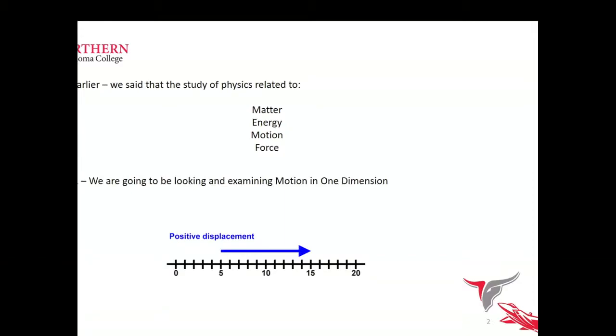So that's when we talk about positive displacement. If I choose my number line, I've started at 5 and I've ended at 15. The displacement is 10. Because I'm ending at 15 and starting at 5, I only want to worry about that distance in between those two numbers. So displacement is different than distance traveled.